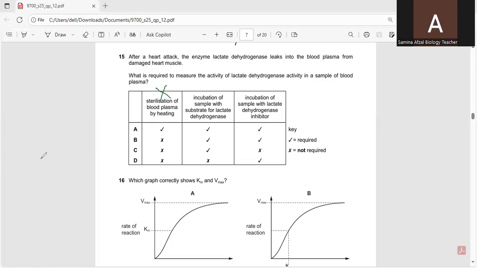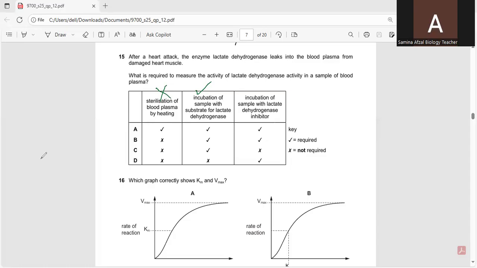So we are not going with it. Now the second, incubation of sample with substrate for lactate dehydrogenase. If we incubate the sample with substrate for lactate dehydrogenase, it will work. It will work because it will help. So it is the correct statement.